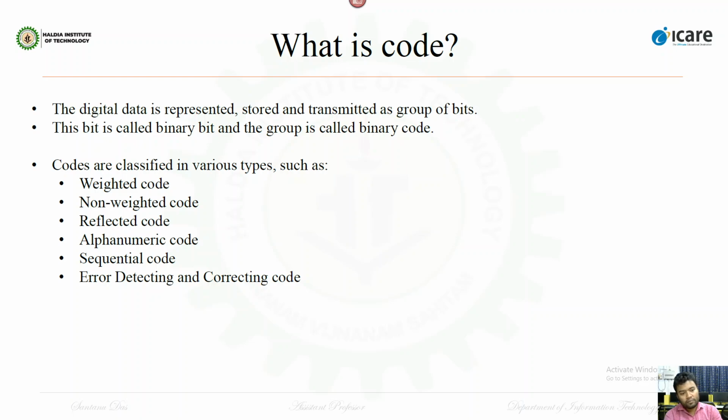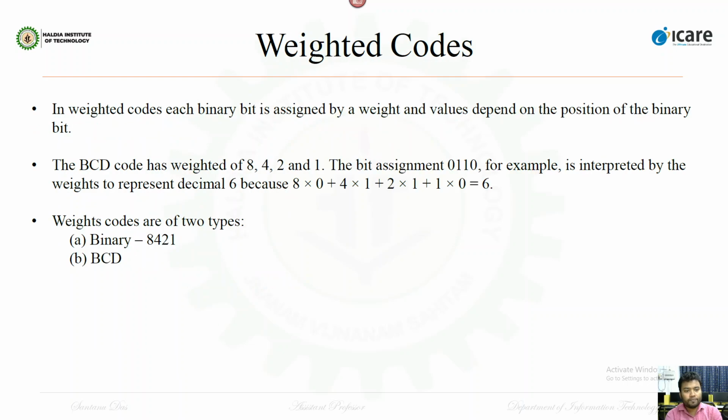Now, there are various types of code such as weighted code, non-weighted code, reflected code, alphanumeric code, sequential code, and then the error detecting and correcting code. Let's discuss each and every one by one. First, take the weighted code.